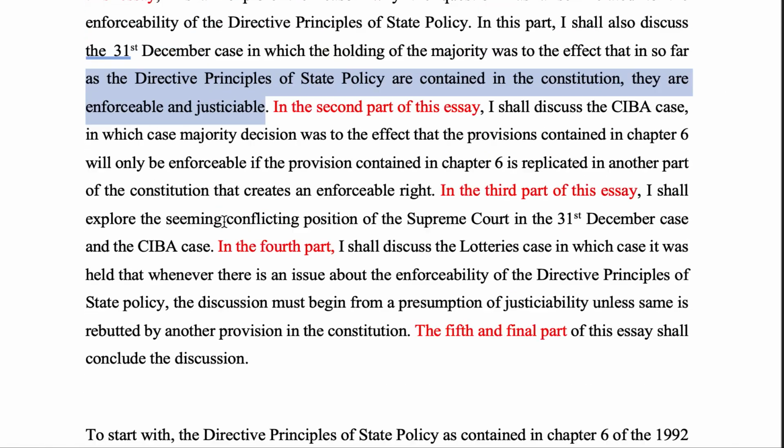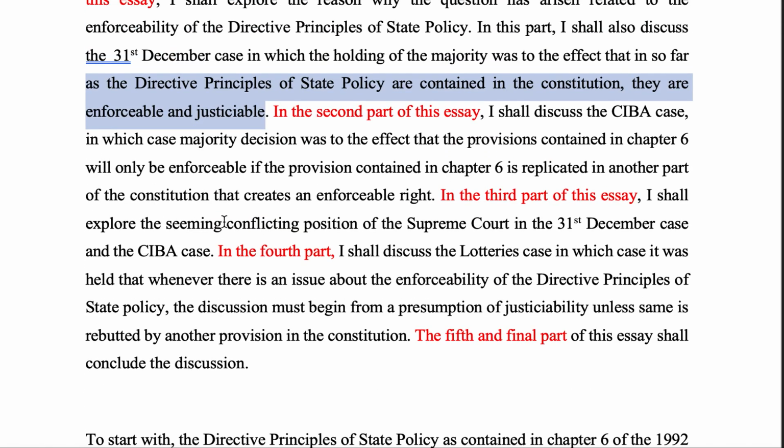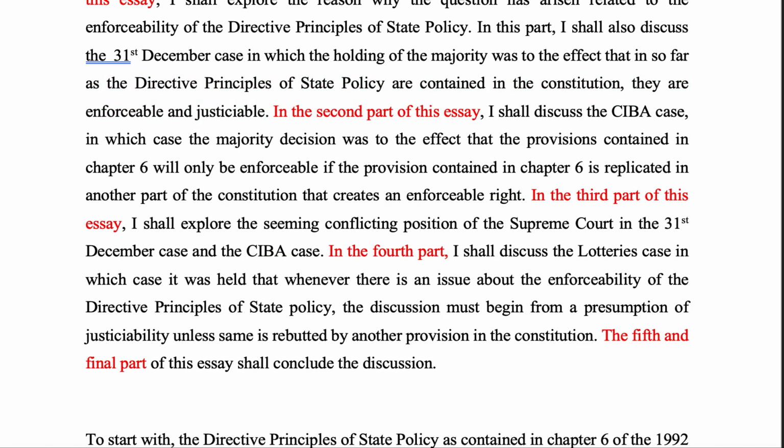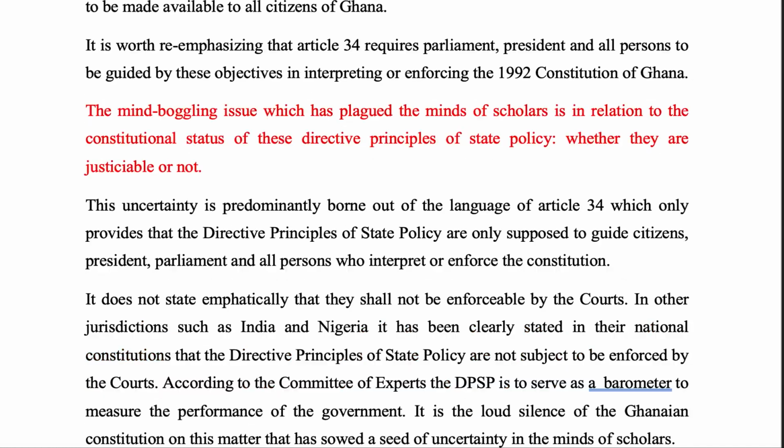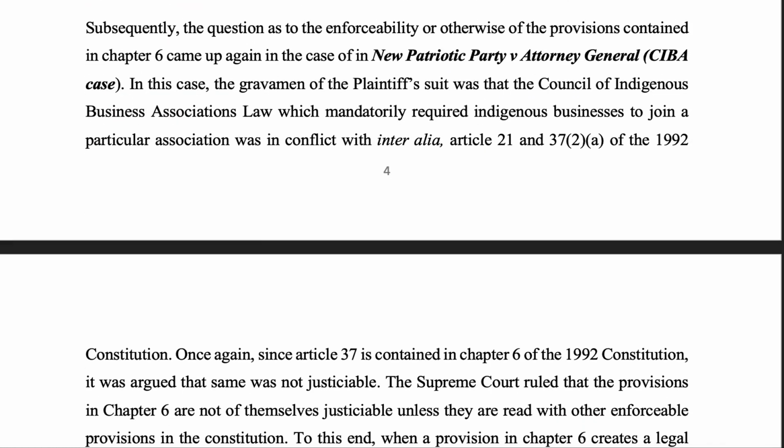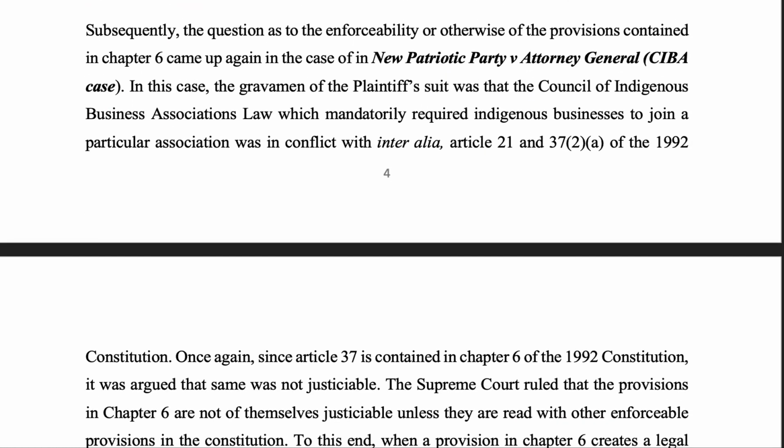Let's go to our introduction, what will be in our second part. In the second part of this essay, I shall discuss the Siba case, in which case the majority decision was to the effect that the provisions contained in Chapter 6 will only be enforceable if the provision in Chapter 6 is replicated in another part of the Constitution that creates an enforceable right. There's more that we'll add to this when we discuss it. So let's come to the second part. So we're done with 31st December.